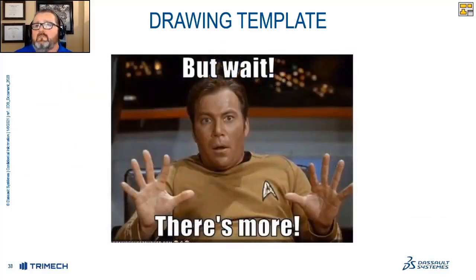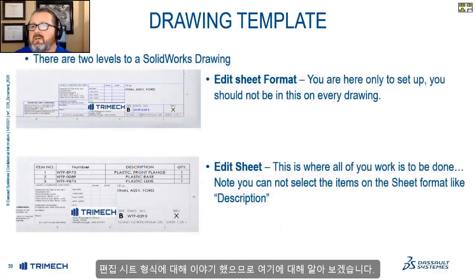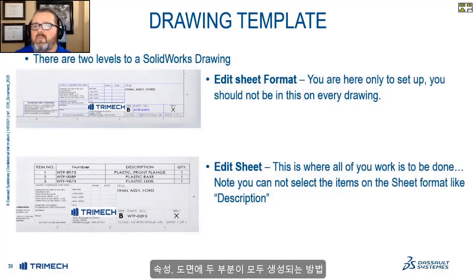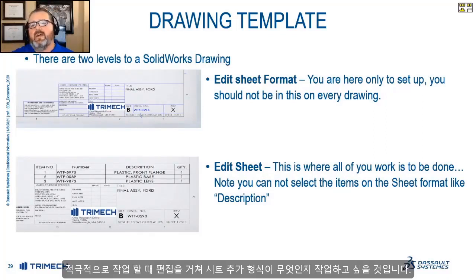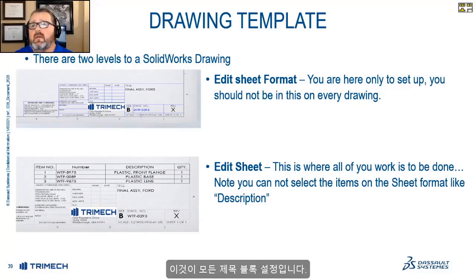But wait, what? There's more, right? Let's get into this because we talk about the edit sheet format and the properties. How do we go about creating all this? Well, there are two parts to the drawing that when you're actively in it, you'll want to go through and edit and work on. One is the edit sheet format, and this is where you'll do no work that will be dimension related or model related. This will be all your title block setup.